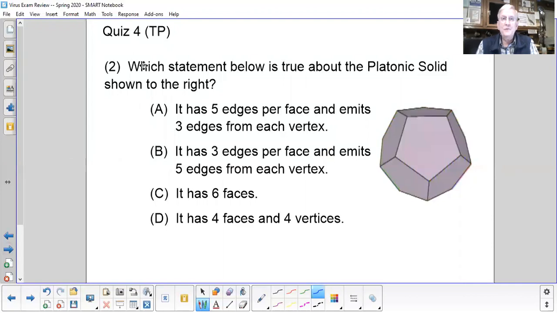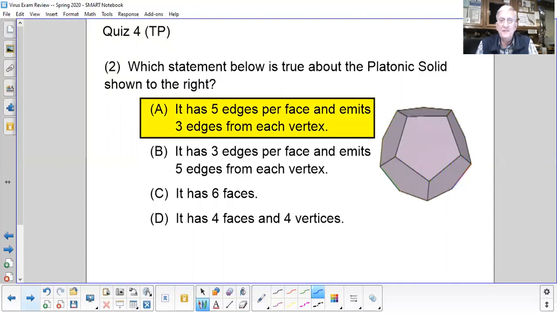Which statement below is true about this platonic solid shown to the right? Does it have 5 edges per face and emit 3 edges from each vertex? Does it have 3 edges per face, and does it emit 5 edges from each vertex? Does it have a total of 6 faces? Or does it have 4 faces and 4 vertices? Well, you know, C and D are out of the question. And of course, you can tell, I'm sure, that the correct answer is choice A, right? It has 5 edges per face, and it emits 3 edges per each vertex.